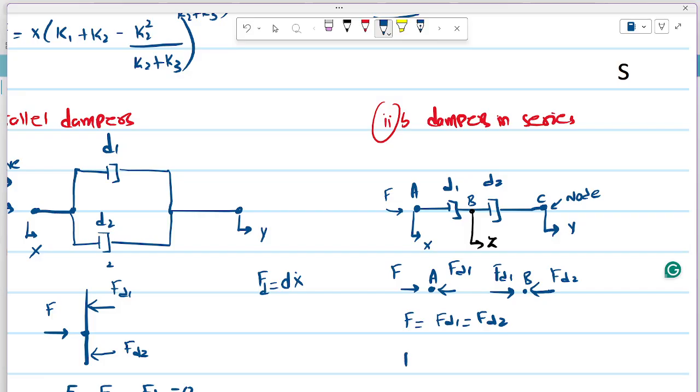So that F is equal to d1 (ż minus ẋ), because let's suppose it's moving in this direction, it will be ż minus ẋ, and it will be equal to d2 (ẏ minus ż). So it's moving in this direction for ẏ minus ż. Here z is the displacement of a point between damper 1 and damper 2, because the same force is transmitted through these. Now we can simplify this one.